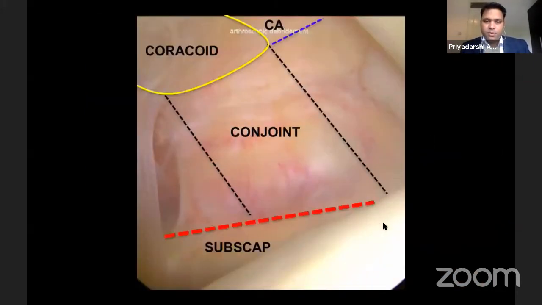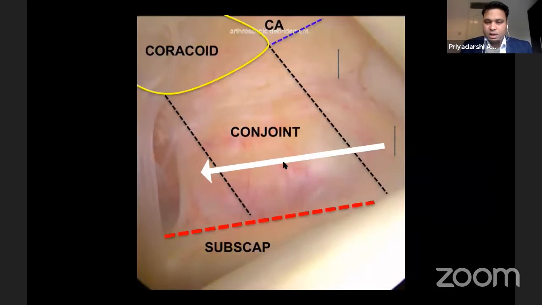And this is how I approach the subdeltoid space. So again, V-chair position, and looking from the posterior portal, that's the humeral head, that's the subscapularis. On the top, we have the coracoid process, and attached is the coracoacromial ligament, and this broad tendon is the conjoint tendon. I mark my portals: this is my anterior portal in this space, and further down is the anterolateral portal. I use a needle outside-in technique, so I take care that the needle goes straight, parallel to the subscapularis, 1 centimeter above it.